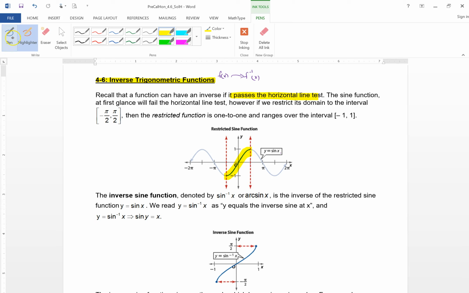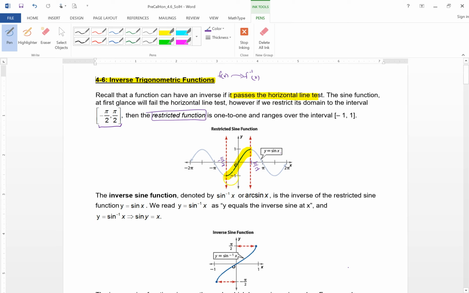Now, what is the domain that we took? Well, we went from negative pi over 2 to pi over 2. We call this the restricted domain because that's all we did, we just restricted the area where it lives, right? We just restricted the domain to negative pi over 2 to pi over 2. This is now called the restricted function, and it can have an inverse.